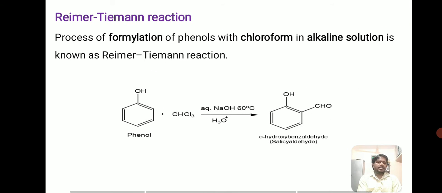Let us start with the first reaction, that is the Reimer-Tiemann reaction. This reaction is nothing but a formylation of phenols with chloroform in alkaline solution. It is called the Reimer-Tiemann reaction. Here salicylaldehyde, or ortho-hydroxybenzaldehyde, is formed when we treat a phenol with chloroform in the presence of sodium hydroxide.